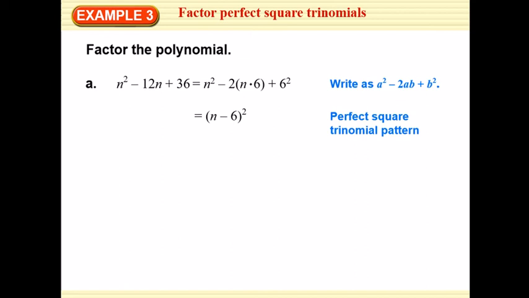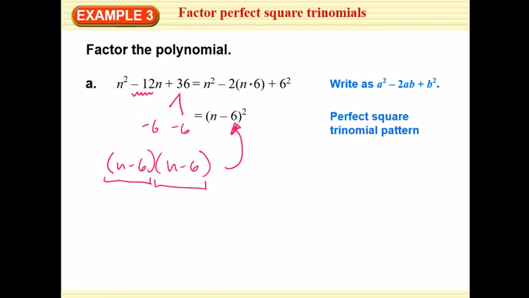Now, if you recognize it as, okay, well, what are the factors of a positive 36 that add to a negative 12? Well, that's negative 6 times negative 6. So this is going to factor into n minus 6 times n minus 6. Since both of these sets are the exact same, you write that as n minus 6 squared instead. Going about it a different way for this particular example isn't necessarily longer, it's just a different way. So it is helpful to start recognizing these patterns so that you can shortcut it.